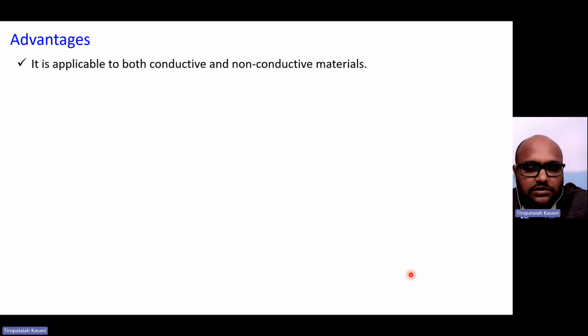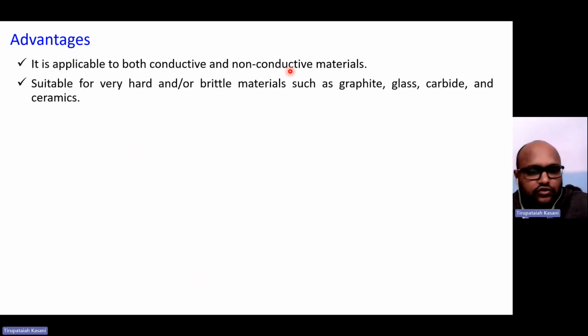What are the advantages of this ultrasonic machining process? It is applicable to both conductive and non-conductive materials. Why? Because there is no power supply to the workpiece directly. Only the vibration motion of the tool is transferred to the abrasive particles, and those abrasive particles hit the top surface of the workpiece to remove the material. Irrespective of the material conductivity, we can use this machining process for any type of material. It is suitable for very hard or brittle materials such as graphite, glass, carbide, and ceramics.